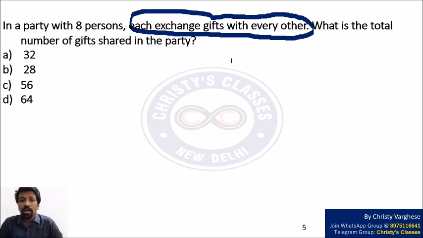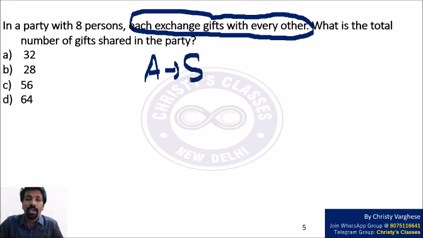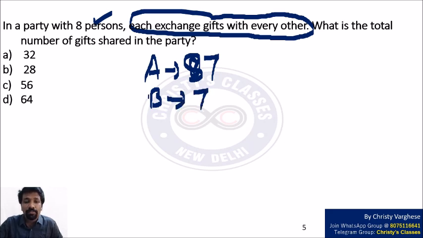So, for example, A giving a gift to B means B will give another gift to A. That is the meaning. So definitely here, if you calculate, A, B, C, D, E, F, G, H are the 8 people. A will give 7 gifts because there are 7 people remaining. 8 people means 7 people remaining: B, C, D, E, F, G, H. B will give 7 gifts itself because B has to give a return gift to A. A giving a gift to B and B giving a gift to A are different.